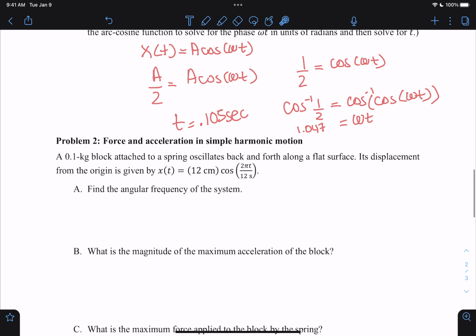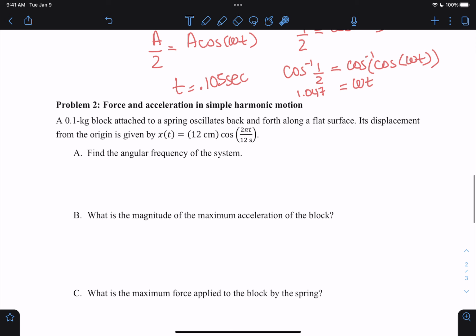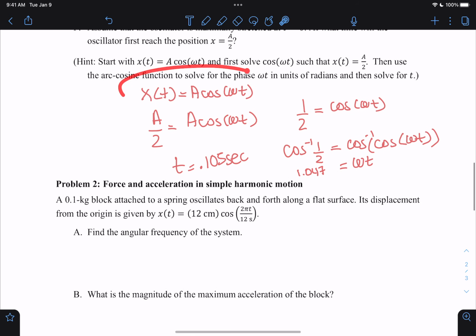So for problem 2, force and acceleration in simple harmonic motion. You have a 0.1 kilogram block attached to a spring that oscillates back and forth along a flat surface. Its displacement from the origin is given by x of t is equal to 12 centimeters cosine of 2 pi t over 12 seconds. So they just gave us this equation here, and they gave us the mass of the block as well.